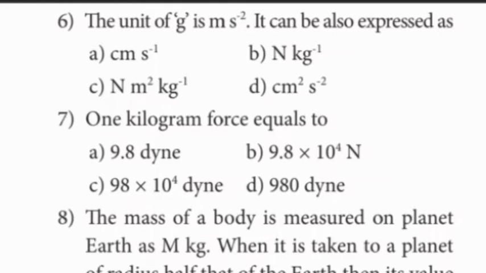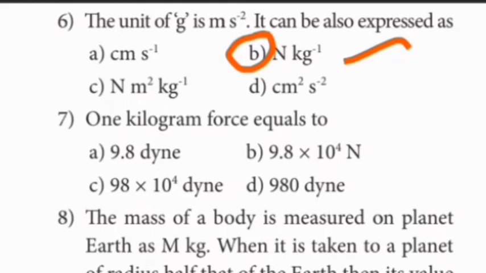The unit of gravity is meter second power minus 2. It can also be expressed as options: centimeter second power minus 1, Newton kilogram power minus 1, Newton meter square kilogram minus 1, centimeter square second power minus 2. The answer is option B, Newton kilogram power minus 1.